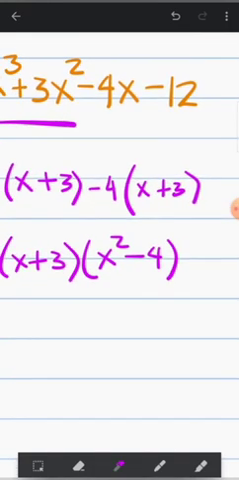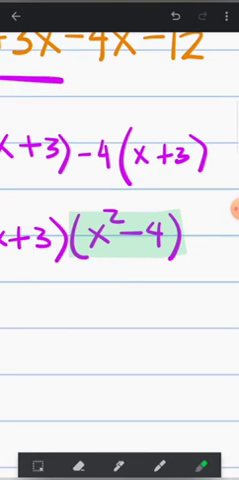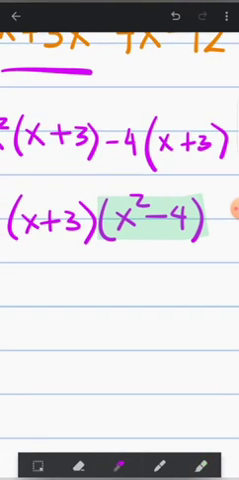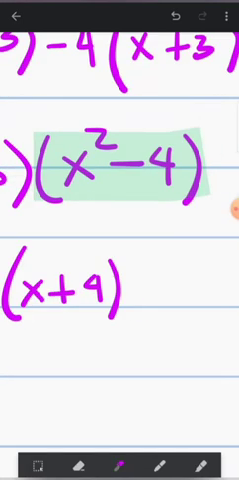And since this term here is a special product, the difference of two squares, it would then be equal to x plus 2 and x minus 2. If you want to know what those special products are, check out my other video about it.